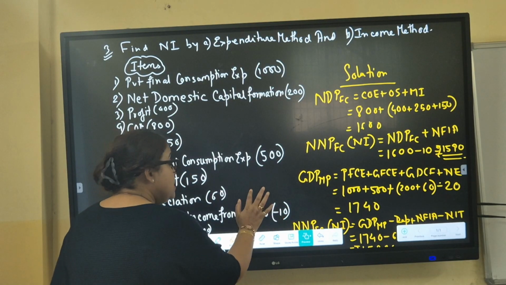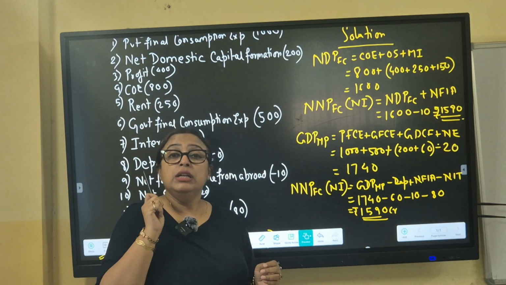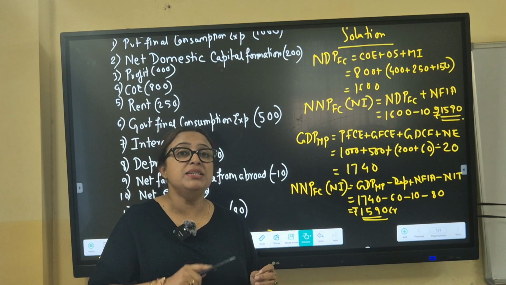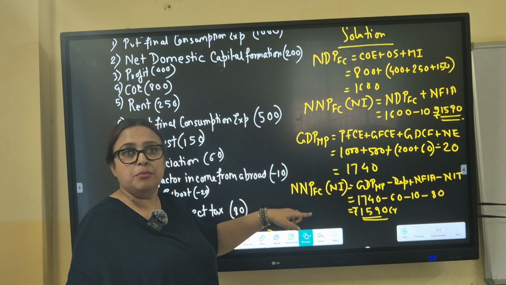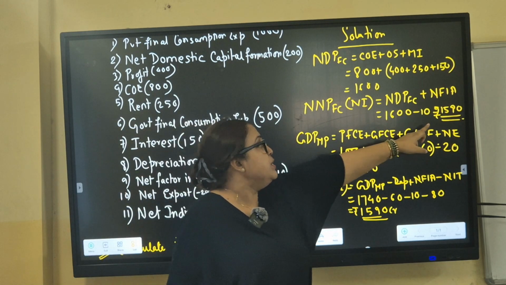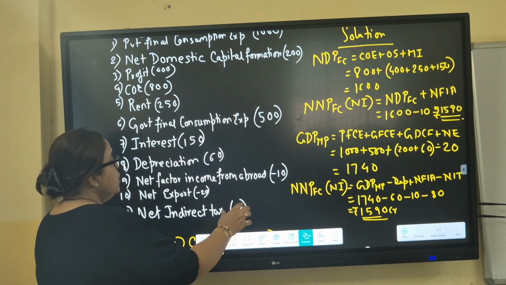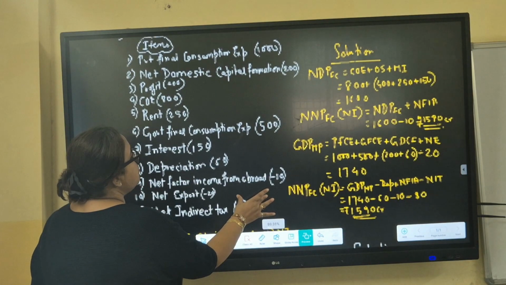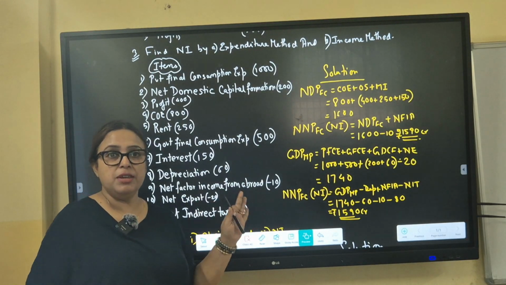But what is to be seen here is that whether it is the expenditure method or the income method, how will you understand your sum is correct? You will see that for the same aggregate, that is national income or NNPFC, your value is the same, 1590, 1590. So just see this sum once more. If necessary, note it down. I'm giving a pause over here.